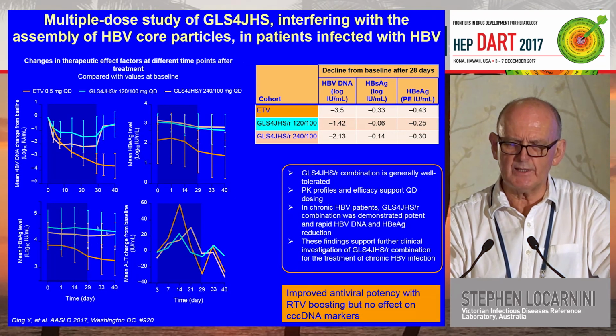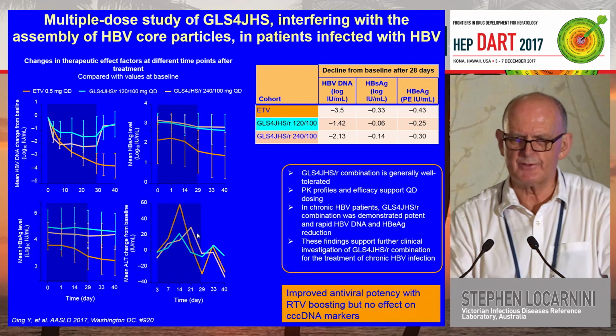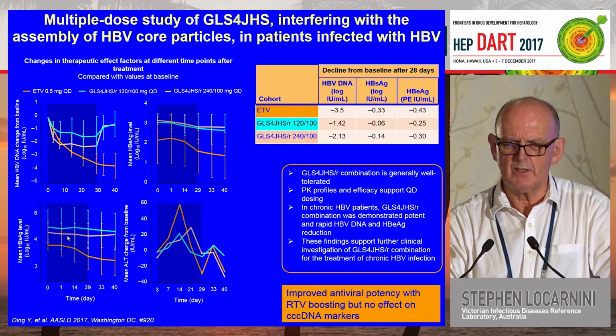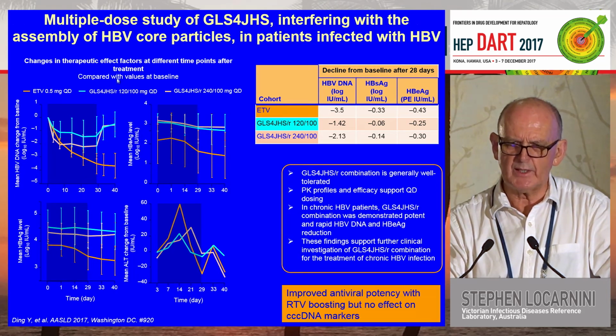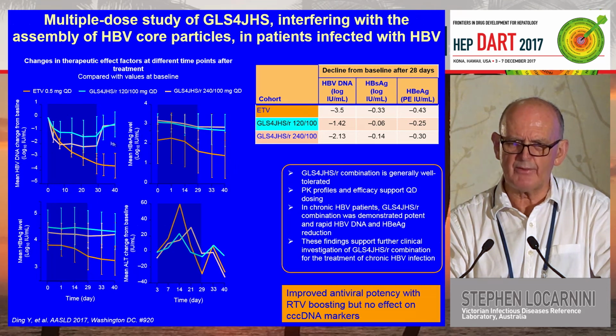I'll present a little bit of clinical data because I think it's important to know what to expect. And this is GLS4-JHS, which is a HAP molecule from China. It was again presented at AASLD last month.